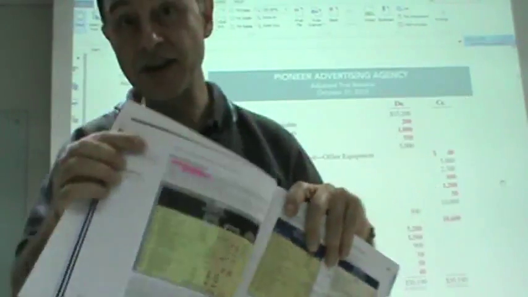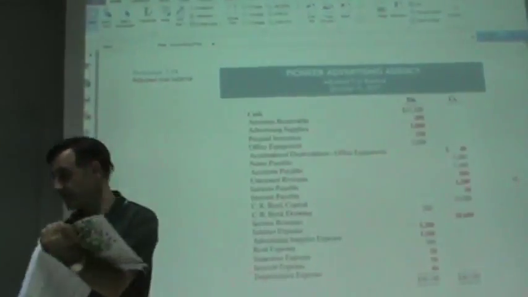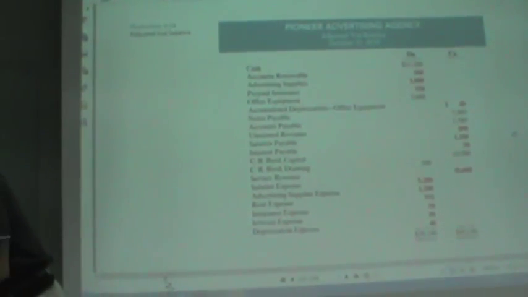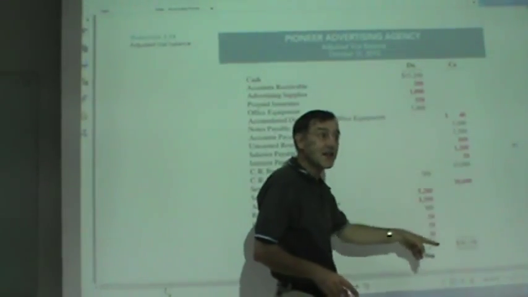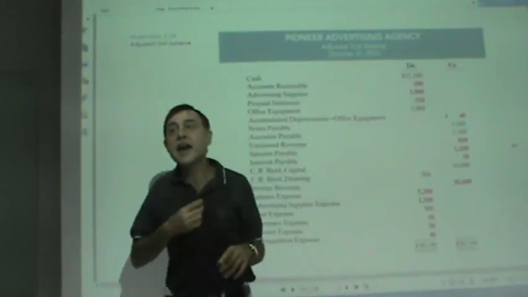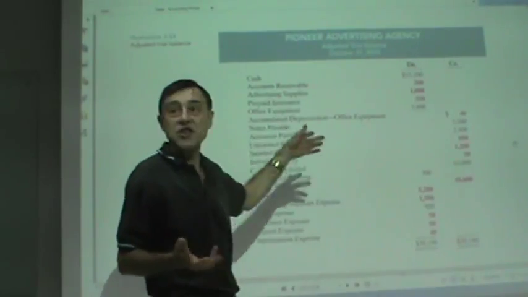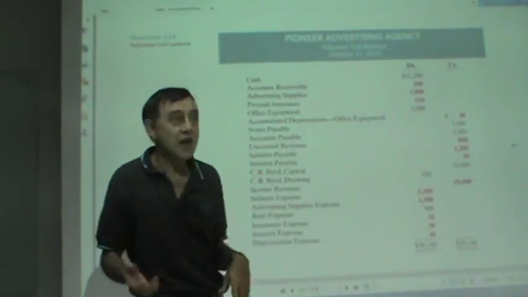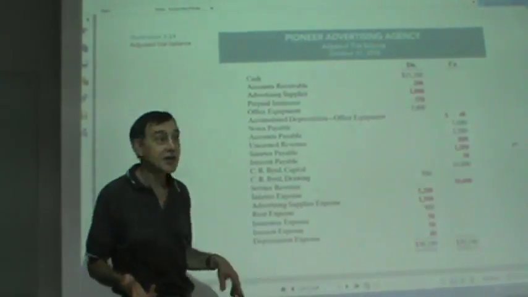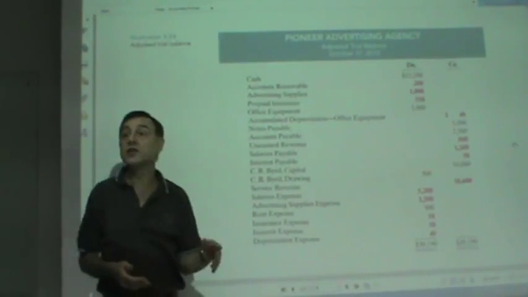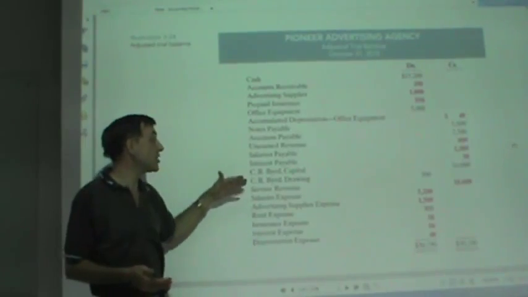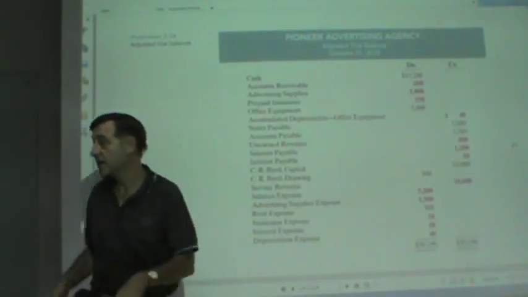All right, now we can get back to normal. So you have now the adjusted trial balance, and what you have to do is from the adjusted trial balance, you do the same thing. You do the balance sheet by taking the asset, liability, and equity accounts. And then you do the income statement by doing the revenue and the expense accounts.